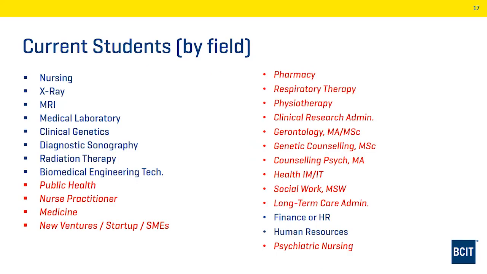Next slide, please. And our students are also really diverse. You can see here the students by field. The fields that are listed in blue, these are areas that BCIT actually graduates into. So we have, I believe, one of the largest nursing programs in the province, the largest medical radiography program in the province, med lab, clinical genetics, and so on and so forth. But we also have in our program people from other health disciplines like pharmacy, respiratory therapy, physio, gerontology, social work, long-term care. We have some nurse practitioners in the program and some people who are in the startup digital health world. So it's a really diverse audience.